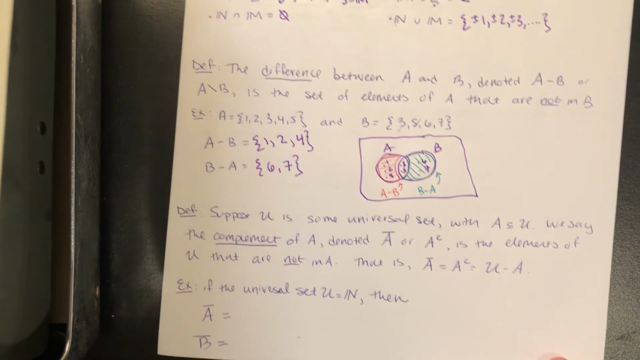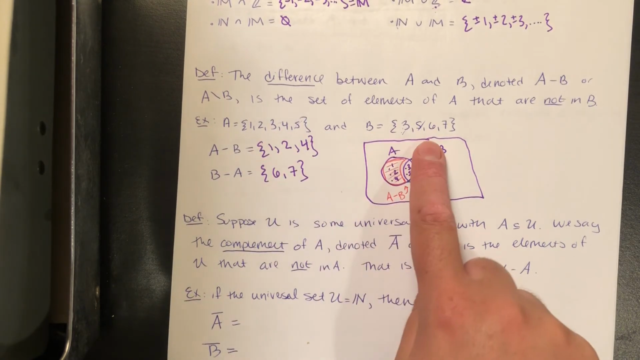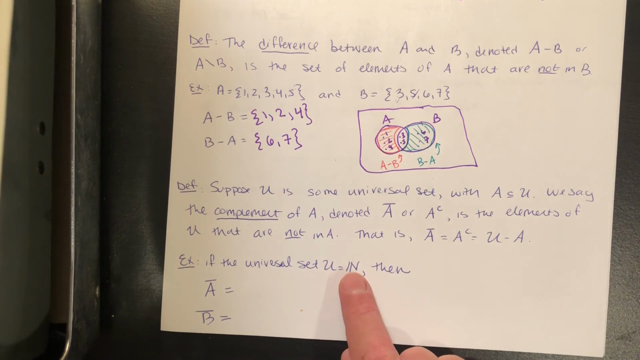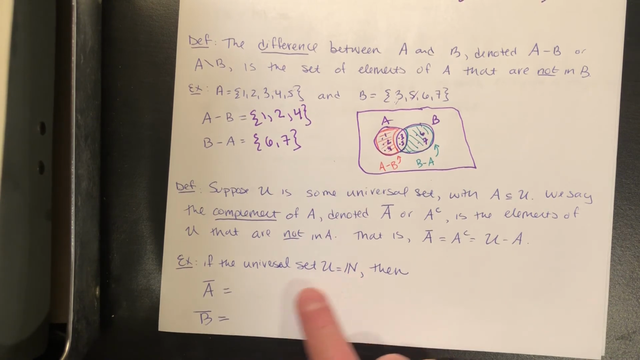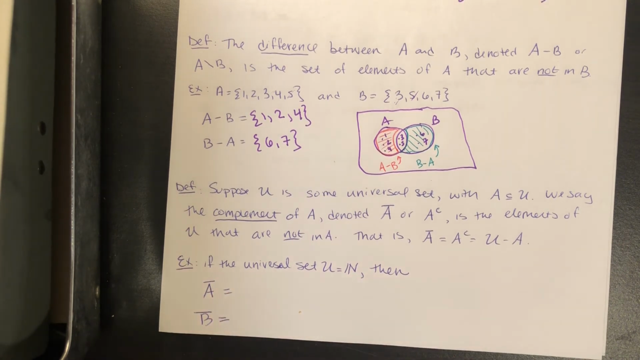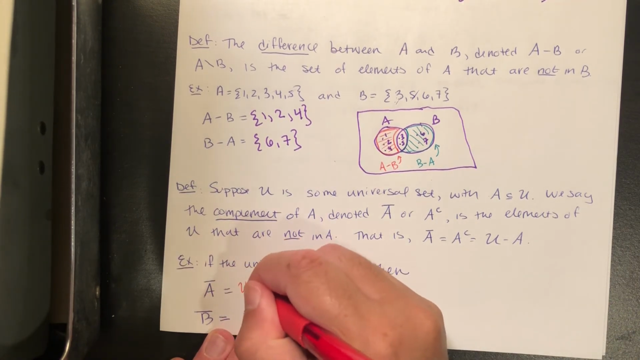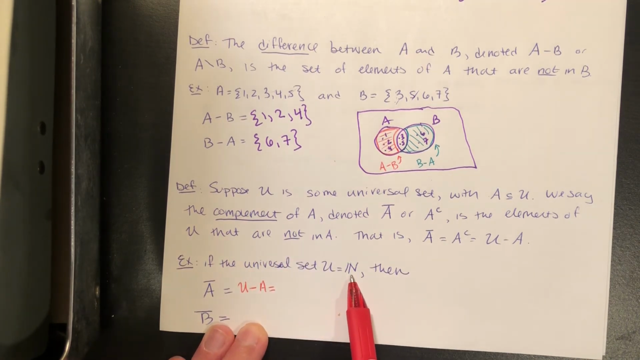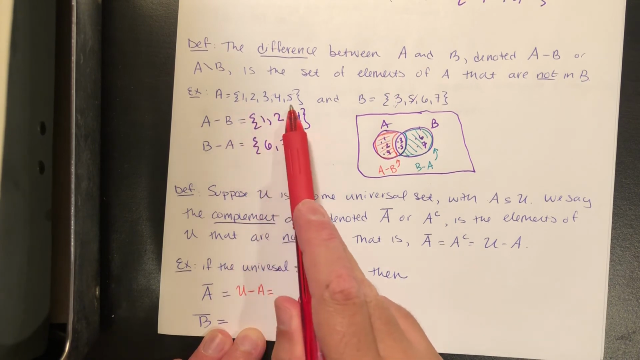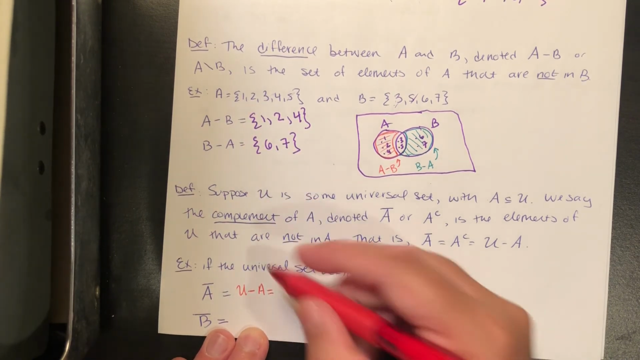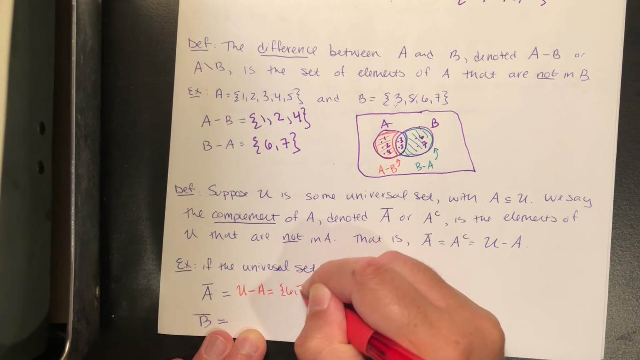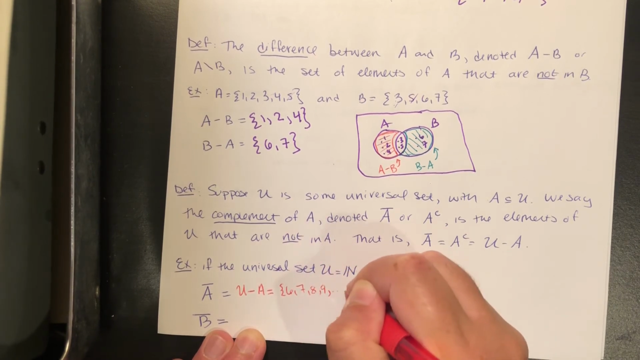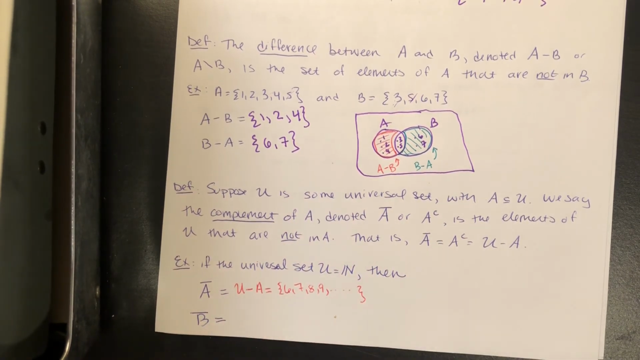So for example, using that same definitions of A and B that we saw up here, if the universal set is all of the natural numbers, then we can define A complement and B complement. A complement is going to be everything in the universe except for the stuff that's in A. So it's all the natural numbers except 1, 2, 3, 4, and 5. Well, that's going to give you 6, 7, 8, going to give you everything, all natural numbers except the first 5 of them.